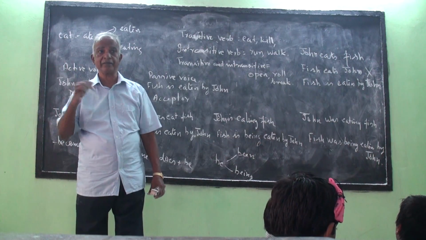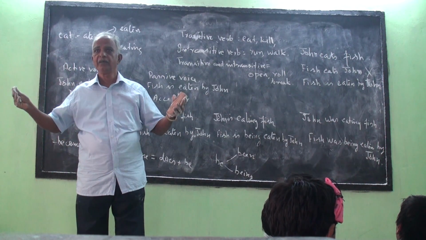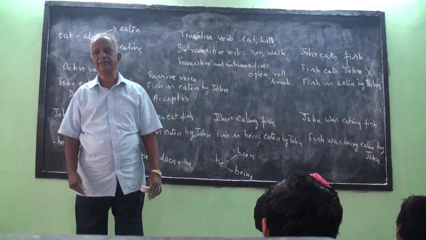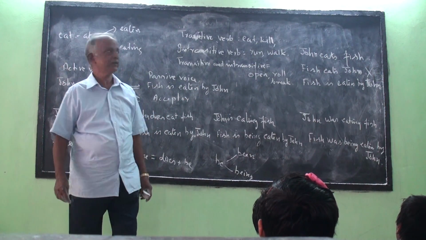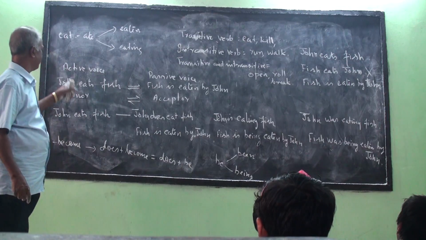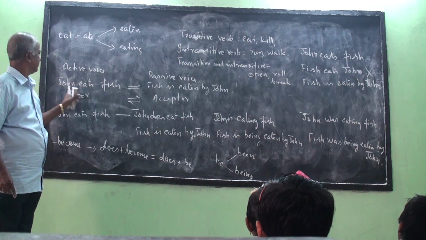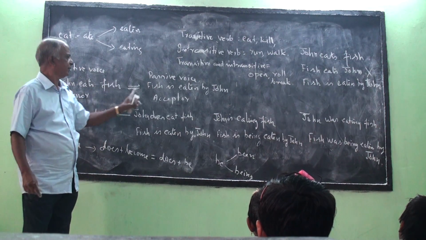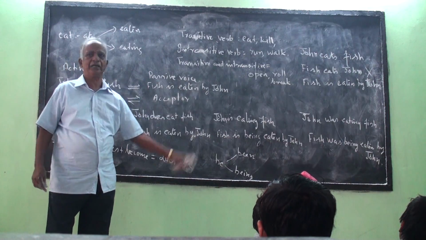In Malayalam and Tamil, we cannot distinguish the sentences like this. It is very, very difficult. See, if you take, for example, active voice, John eats fish. Passive voice, fish is eaten by John.